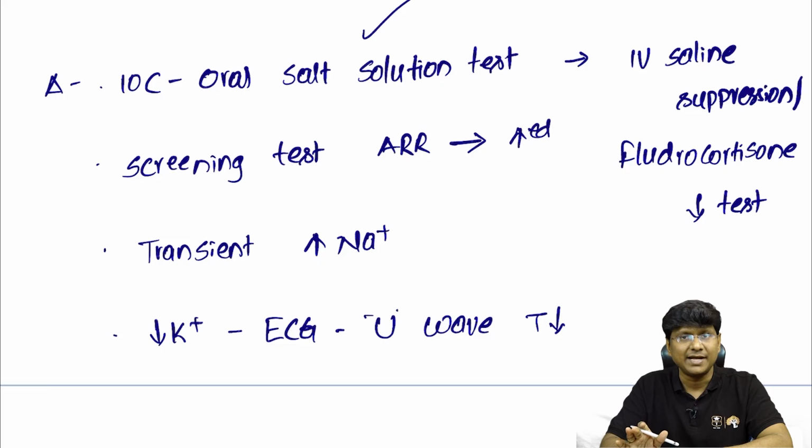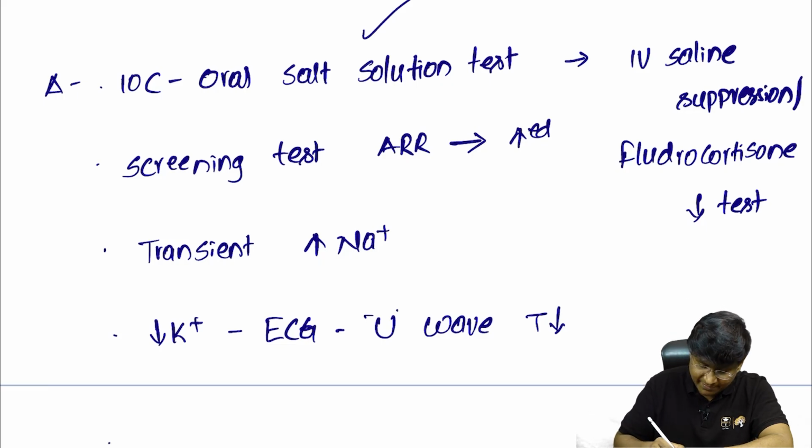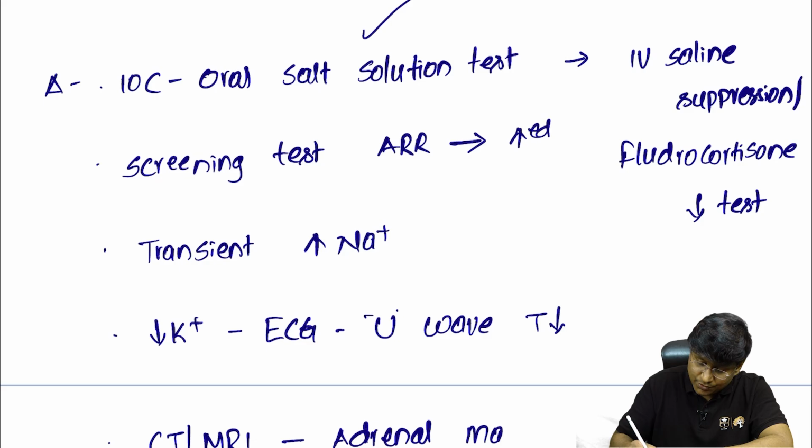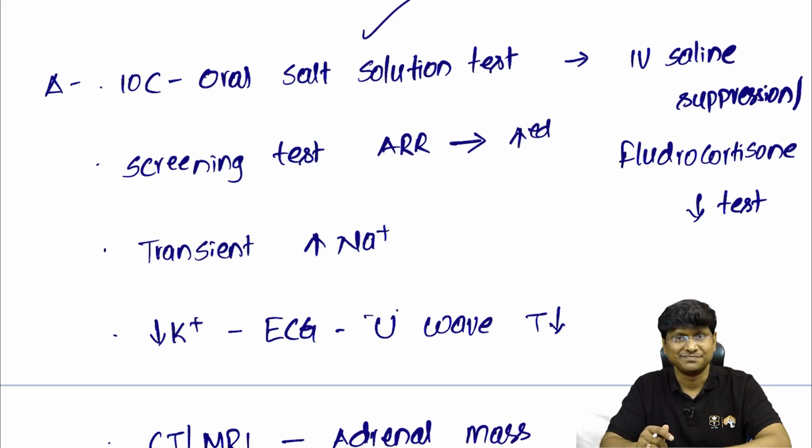Next, you need to do the imaging, that is CT or MRI of the adrenal gland, which will show you the presence of an adrenal mass if it is due to primary hyperaldosteronism, right?